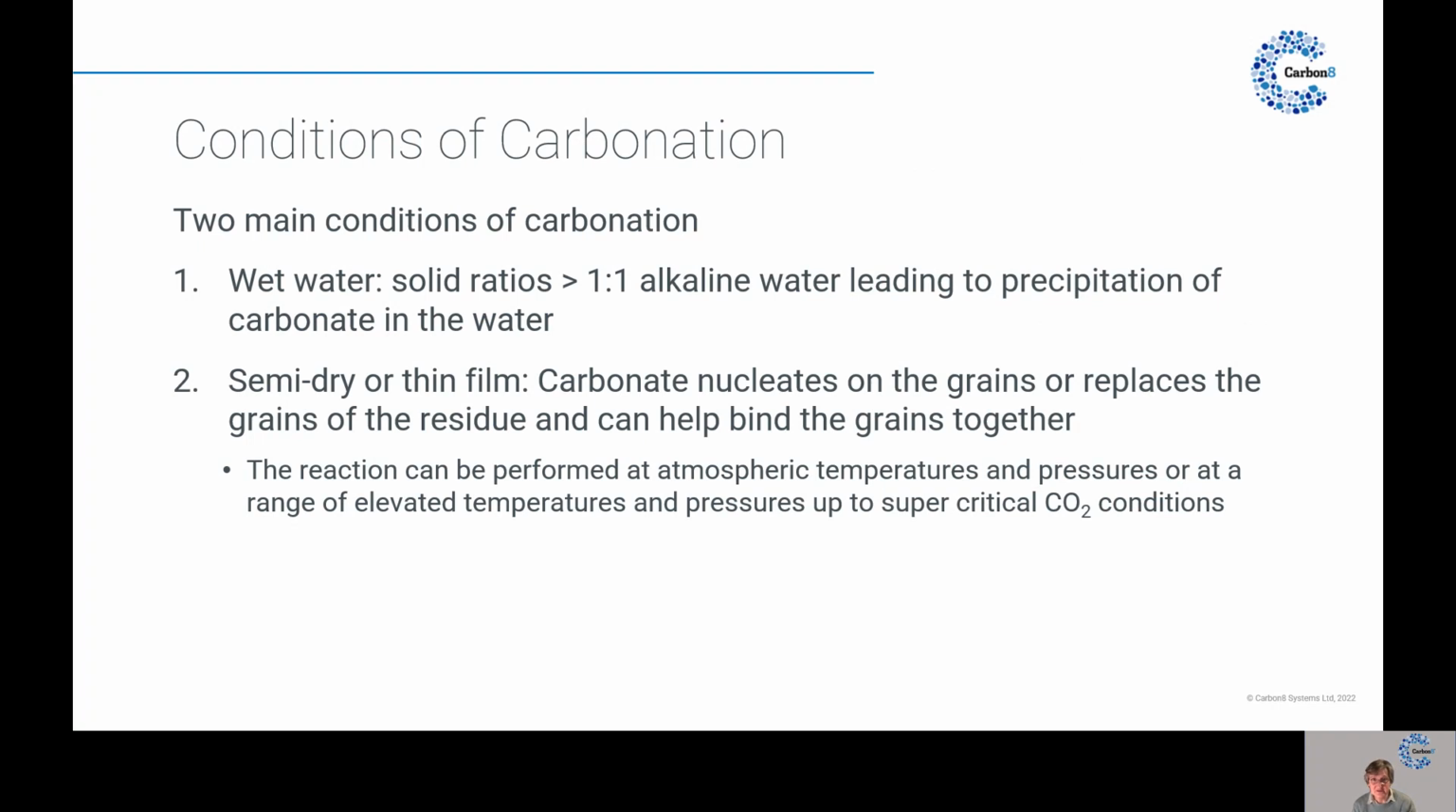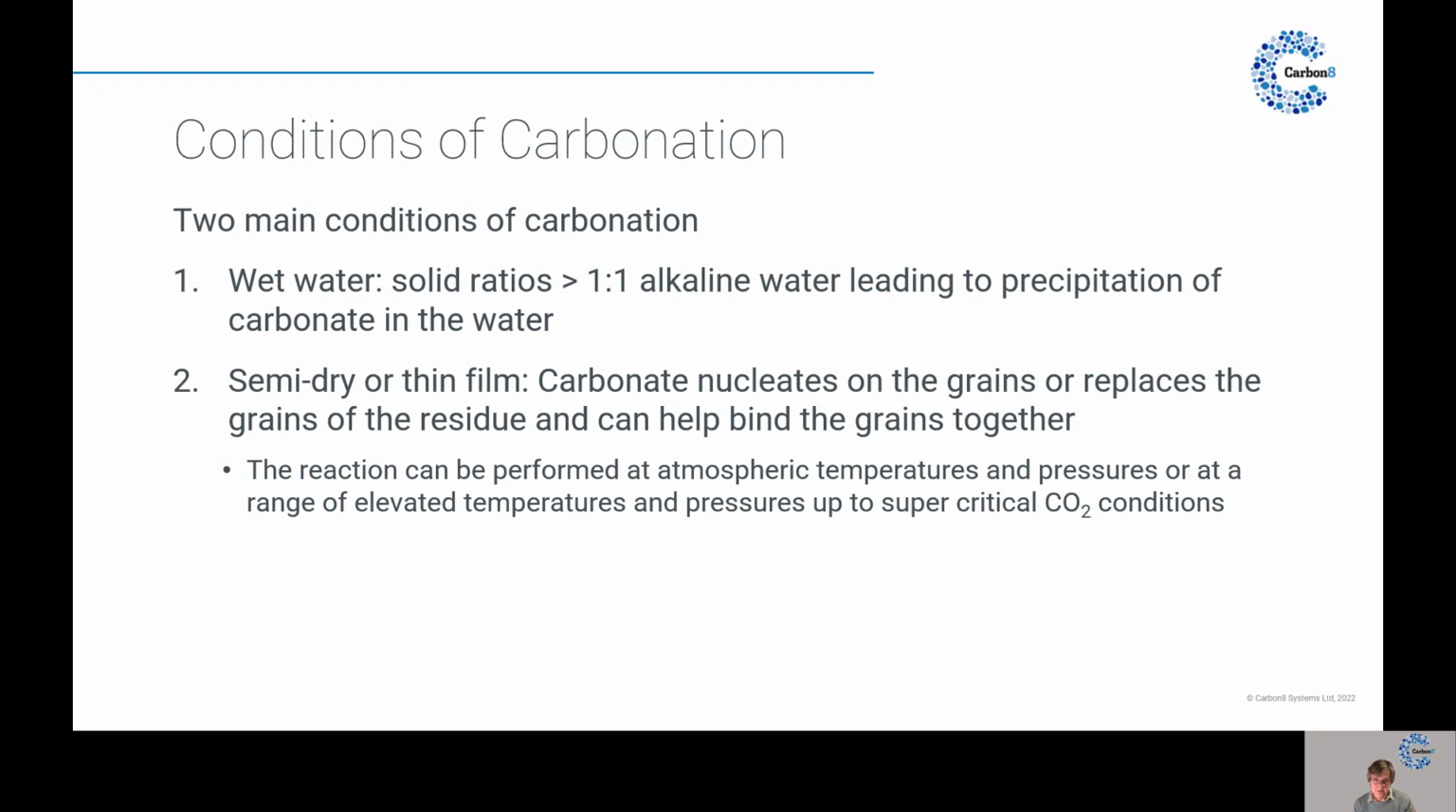So for accelerated carbonation, there are two main process conditions, and a whole range of different companies and universities have been looking at carbonation at a variety of conditions. Principally, you can divide them into wet and dry carbonation. So wet carbonation is where the water to solid ratio is in excess of 1:1, and you have alkaline waters which effectively solubilize the calcium ions or the magnesium ions, and you get precipitation of the carbonate within the water.